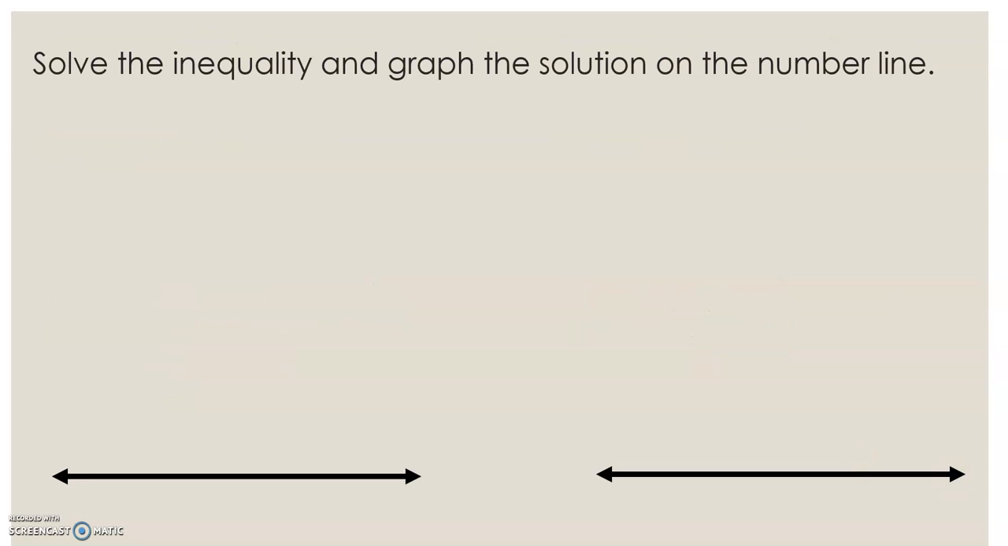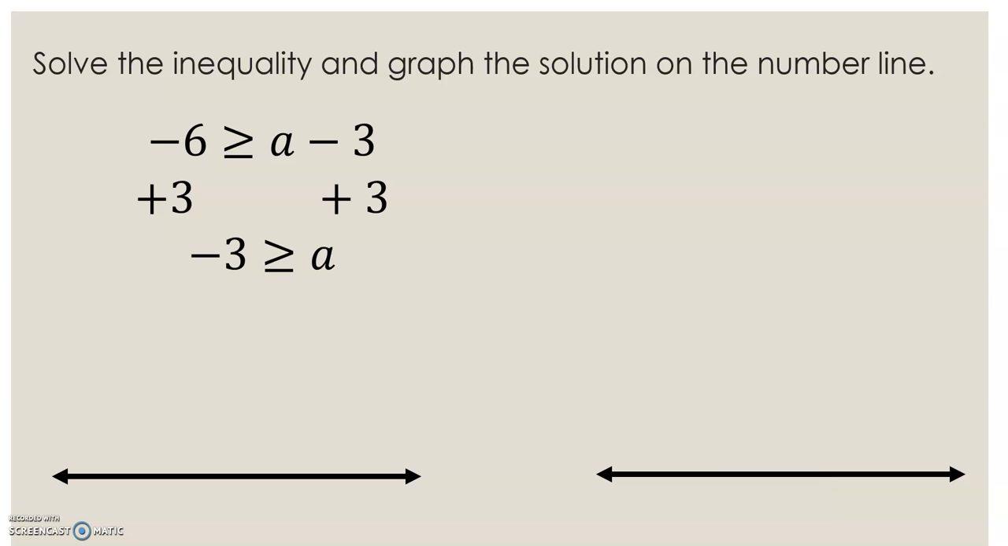Solve the inequality and graph the solution on the number line. -6 is greater than or equal to a minus 3. Our first step is to add 3 to both sides. -3 is greater than or equal to a. We like to write our variable on the left for graphing. A is less than or equal to -3.